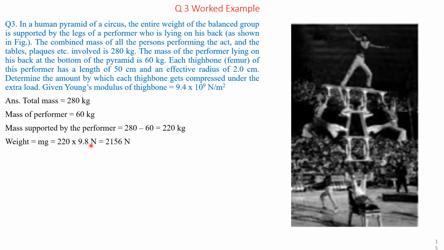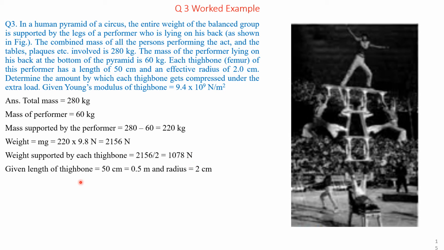that is equal to 2156 newtons. Weight supported by each thigh bone is 2156 divided by 2, because there are two thighs, and each one supports 1078 newtons. Given length of thigh bone is 50 centimeters, that is equal to 0.5 meter, and radius is 2 centimeters.